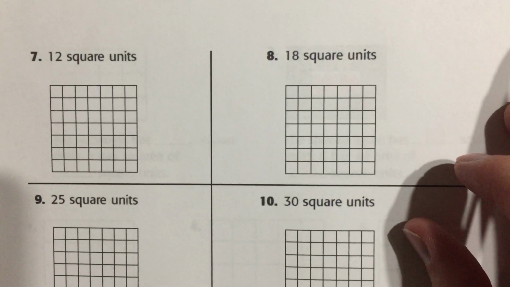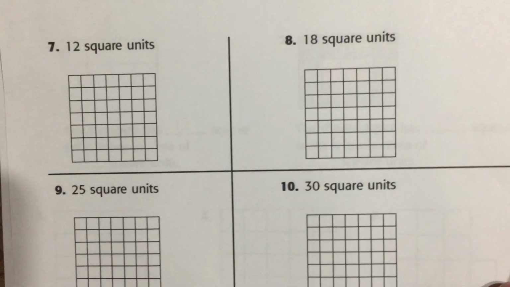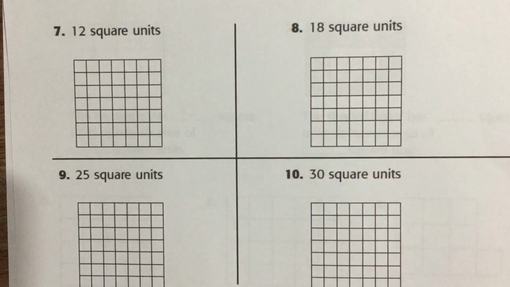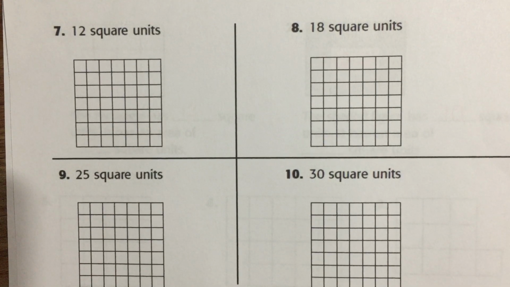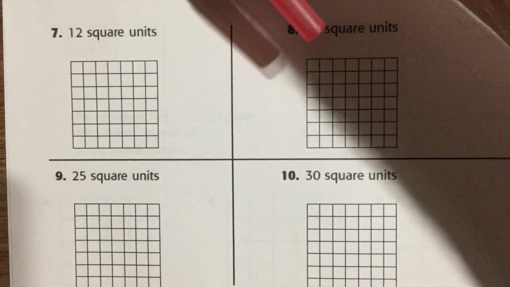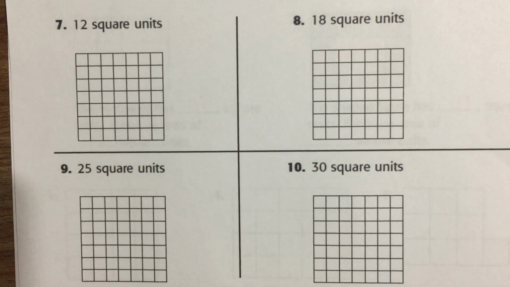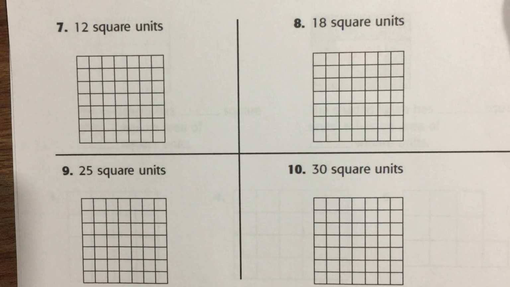Now, number 7 down here. We need to make our own shapes. And they can look like whatever they want to look like, as long as we have 12 square units in our shape. Okay. So, if you would like to pause at this particular point in time and kind of imagine what you would like these shapes to look like, you are welcome to do so. Now is a great time to pause.